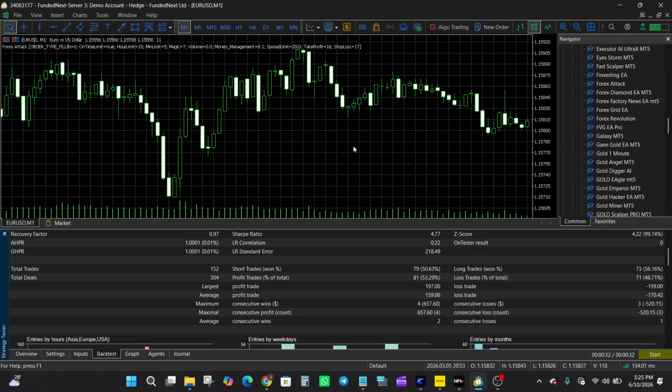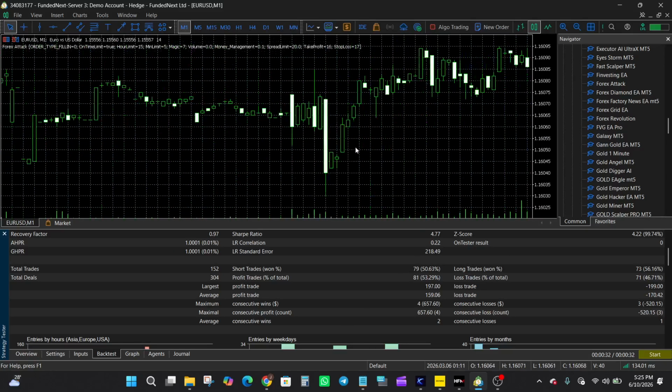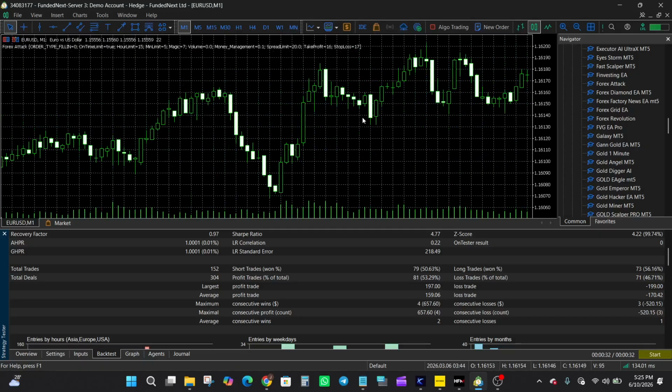Now, looking at the overall historical testing performance, this should be treated strictly as backtest analysis, not forward expectations. Results can vary significantly depending on execution quality, spread conditions, broker environment, and user optimization choices.